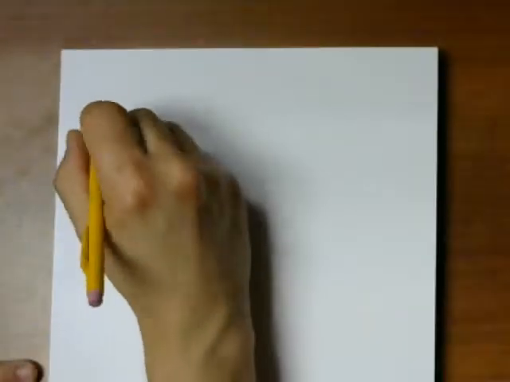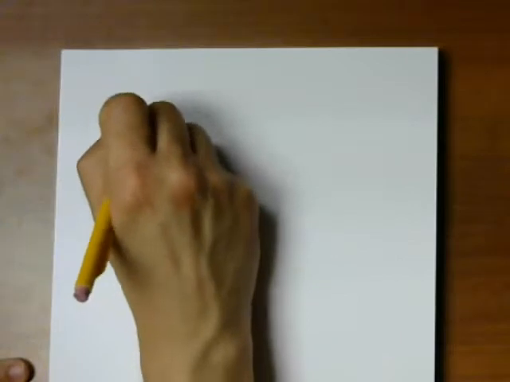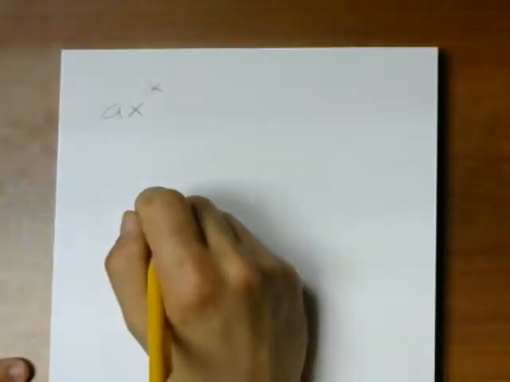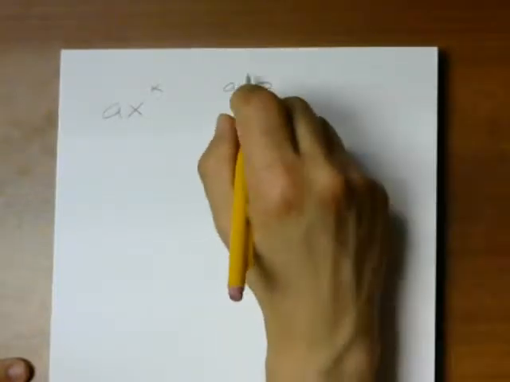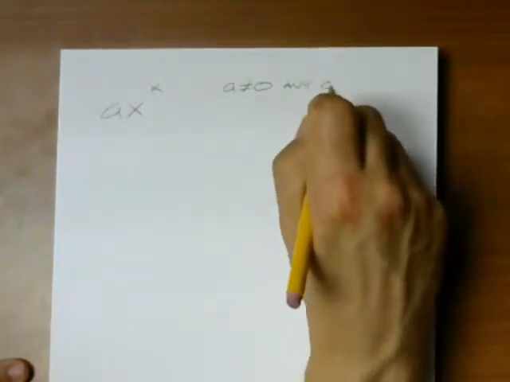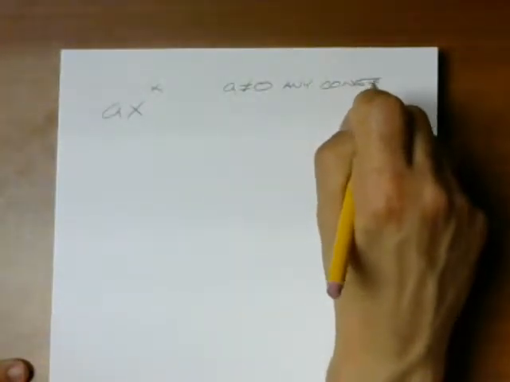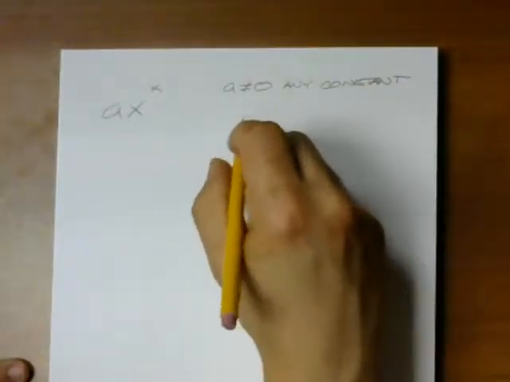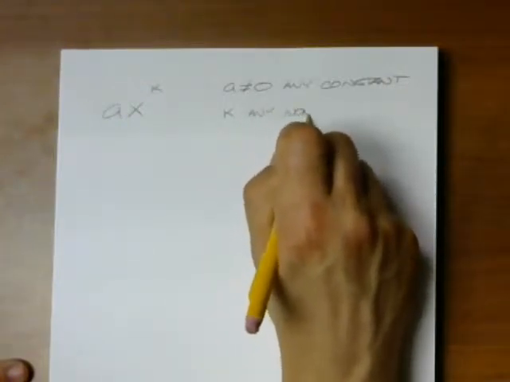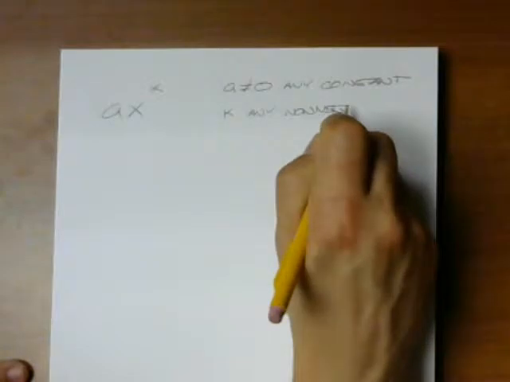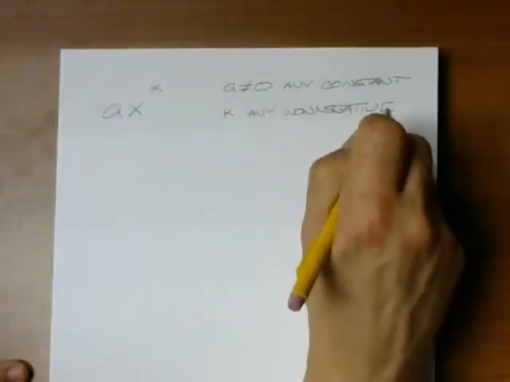On our way to define polynomial, we are going to define what we call a monomial. And a monomial is going to be an expression of the form ax to the k. And here a is a non-zero constant, so any constant except for 0. And k can be any non-negative integer.